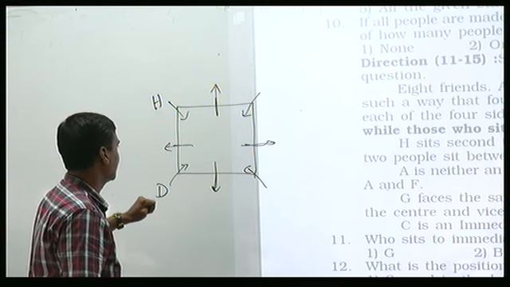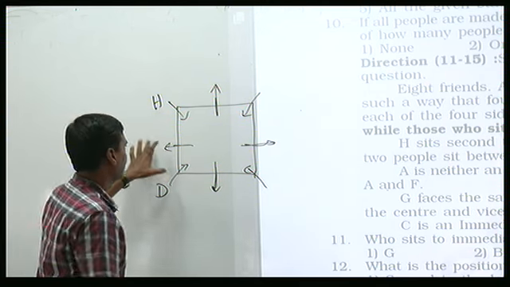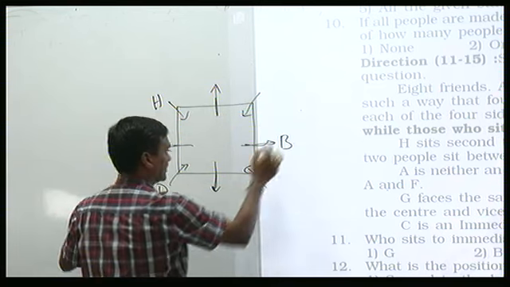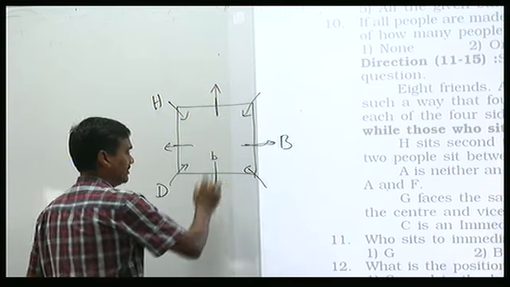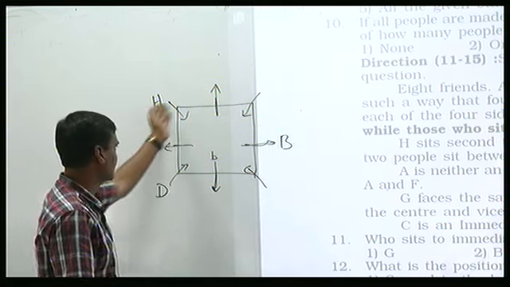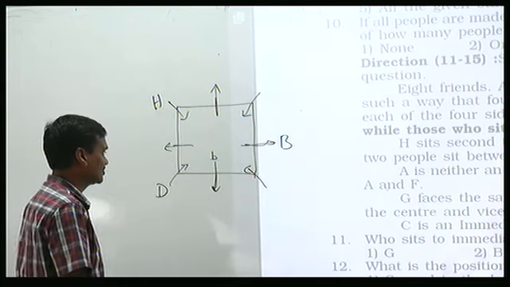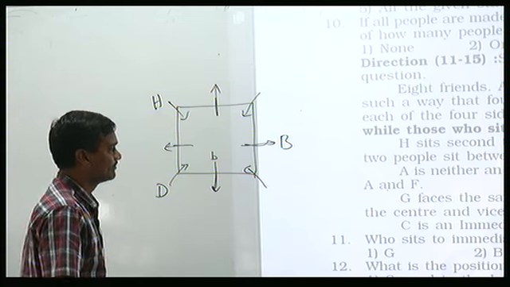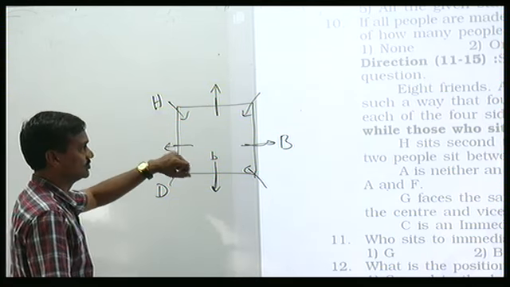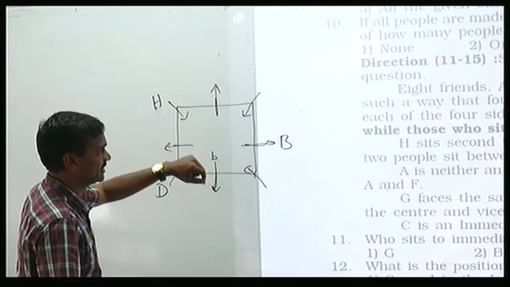Only 2 people in between H and B. 1, 2, B can be either here. Then what is the other possibility? B can be either here, because either in the clockwise or in the anti-clockwise direction. First let us start with this one, or simultaneously let us work out this. Then H in these 2, and only 2 people in between H and B.